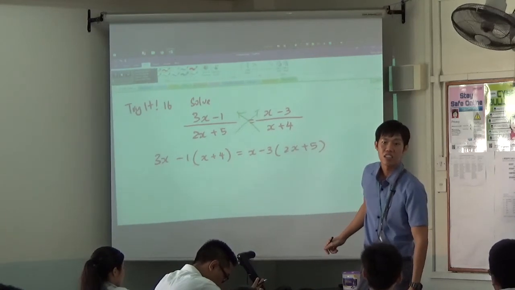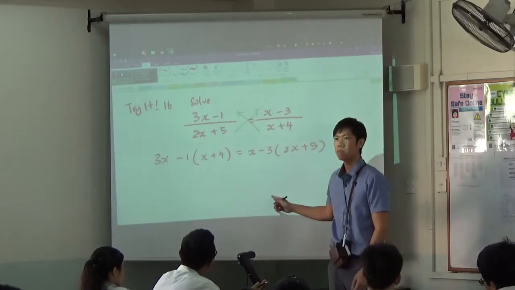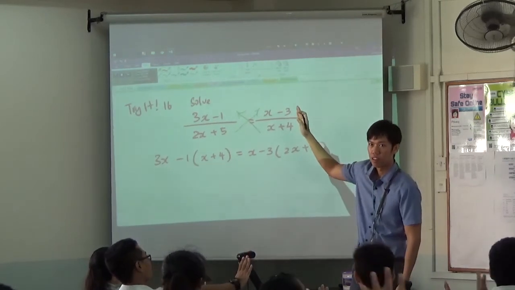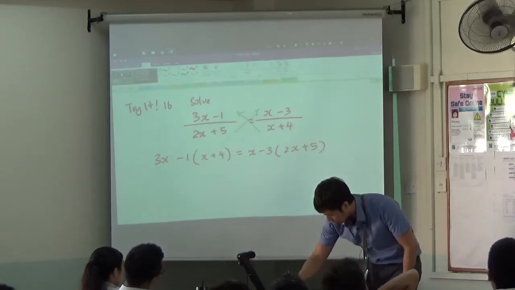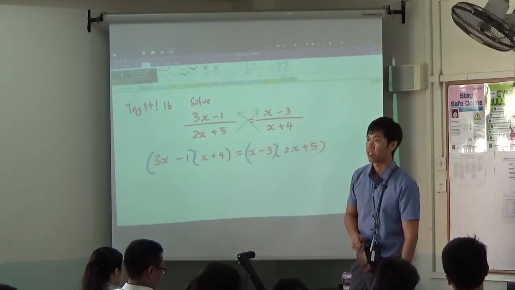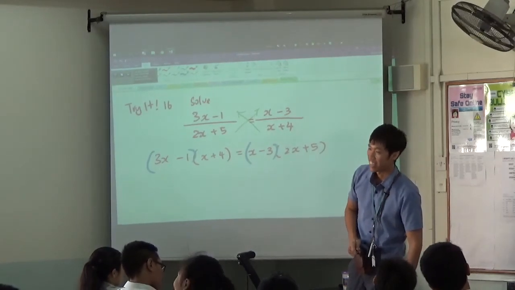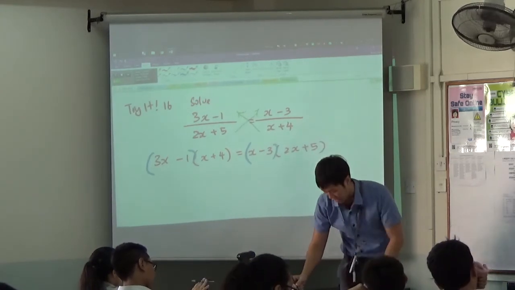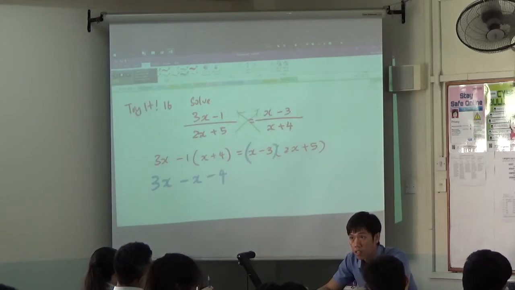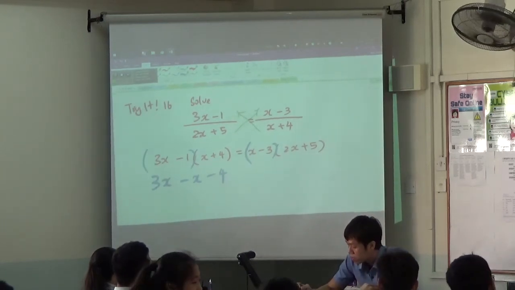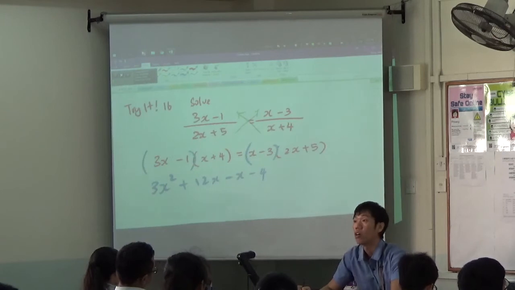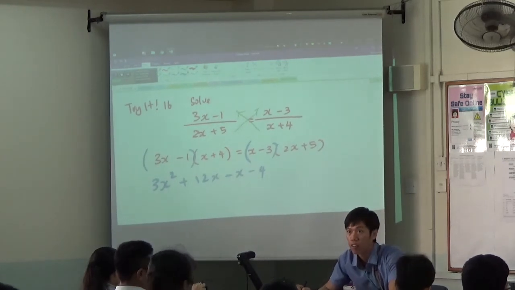Is that a problem? Who thinks there's no problem? Who thinks there's a problem? What's the problem? Oh, you mean the brackets over here? Is there a difference if I don't put them? Yes, there's a difference. Right, Kevin? Because if I don't have the bracket, it's going to be 3x minus x minus 4 on this side. Now, if I have the bracket, it is going to be 3x squared plus 12x minus x minus 4. Okay, that is the difference. You must have the bracket.